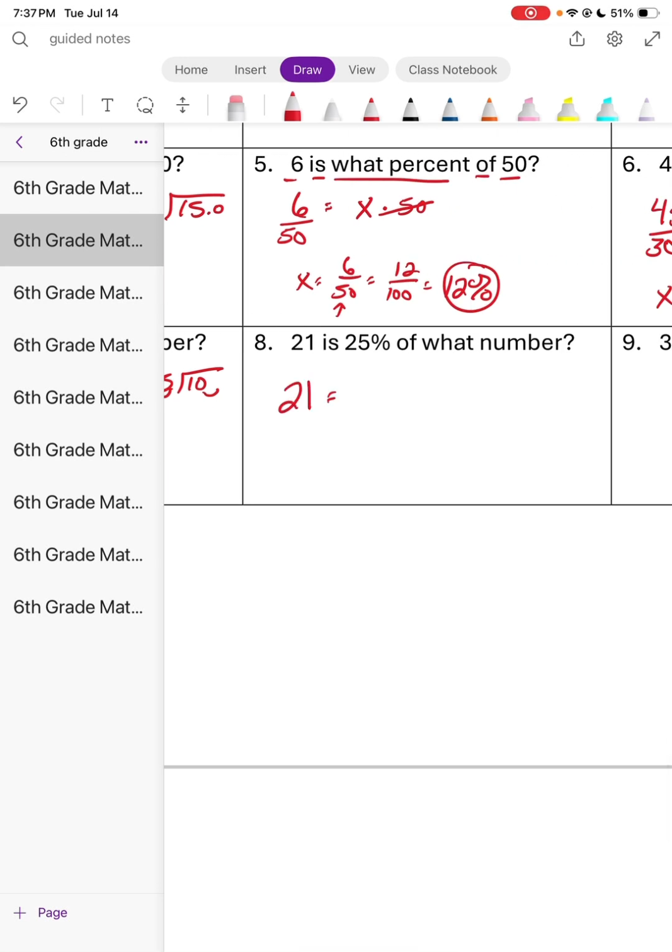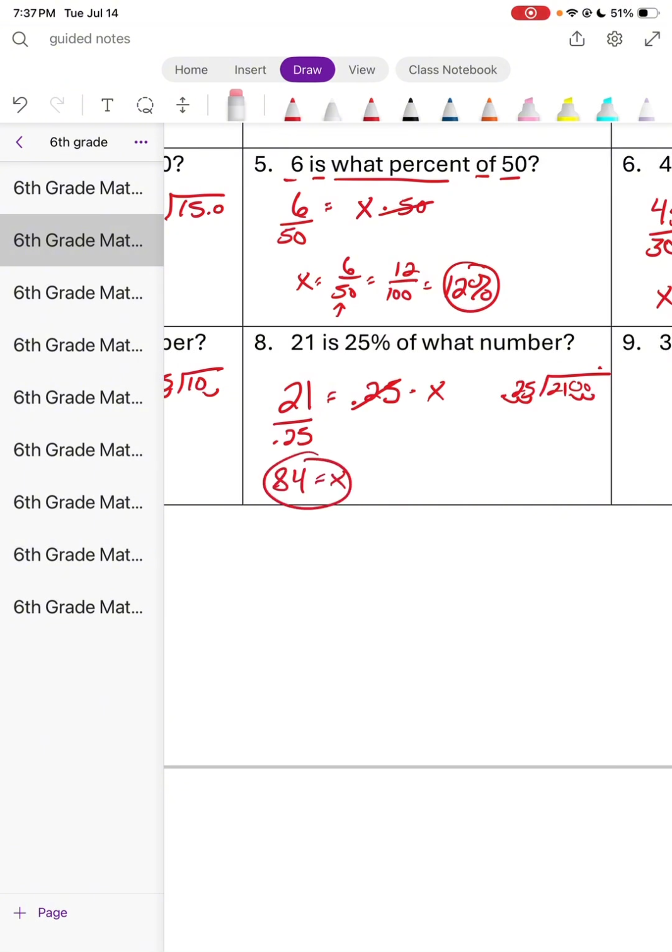21 is 25%. Of means times what number? You can do the same thing to get rid of 0.25. Since they're being multiplied, we're going to divide. If you'd like to just type that into your calculator, 21 divided by 0.25, or you can actually divide it out, moving your decimal over twice, and bring it straight up. Whichever way you want to work it, you're going to get 84 as the value of X.